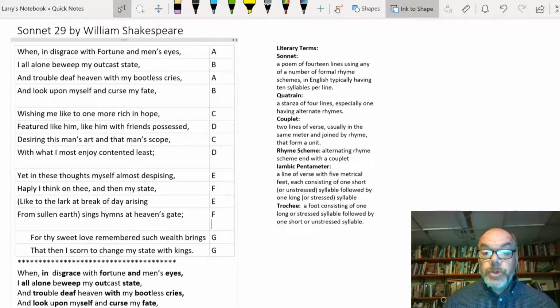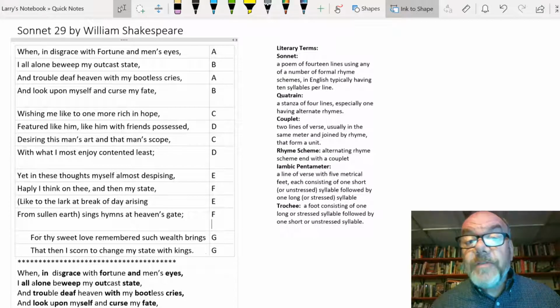Now I want to go to just walking through what Shakespeare is doing in this sonnet. So let's go to the first stanza. "When in disgrace with fortune in men's eyes, I alone beweep my outcast state, and trouble deaf heaven with my bootless cries, and look upon myself and curse my fate." Now notice that fortune is capitalized. Some editions don't capitalize fortune, which I think is a mistake, because fortune should be seen as the god. The wheel of fortune. You spin the wheel and maybe you solve the puzzle or something like that.